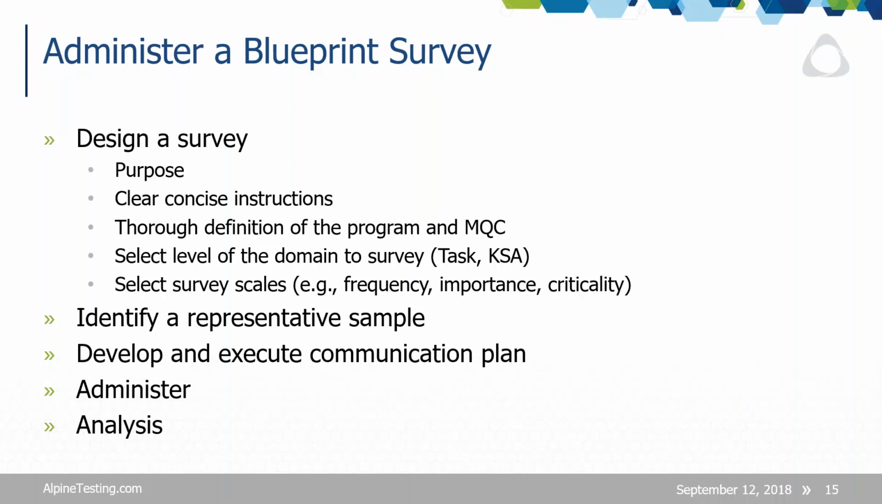Selecting a level of domain to survey, most programs will stick to the task level. I've probably been involved in two surveys in the past that have done this at the knowledge and skill level. Those make for very long surveys, and so in order to do that, I would say there needs to be a really strong rationale for it. What is your reason for wanting to collect information at that knowledge and skill level? And in those surveys, information is usually also collected at the task and the domain levels as well.